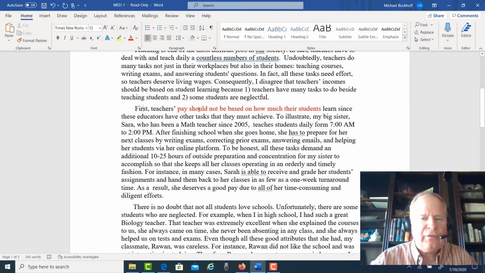First, teachers' pay should not be based on how much their students learn, since these educators have other tasks that they must achieve. To illustrate, my big sister, Sarah, who has been a math teacher since 2005, teaches students daily from 7 to 2 p.m. After finishing school, when she goes home, she has to prepare for her next classes by writing exams, correcting prior exams, answering emails, and helping her students via her online platform. To be honest, all these tasks demand an additional 10 to 25 hours of outside preparation and concentration.